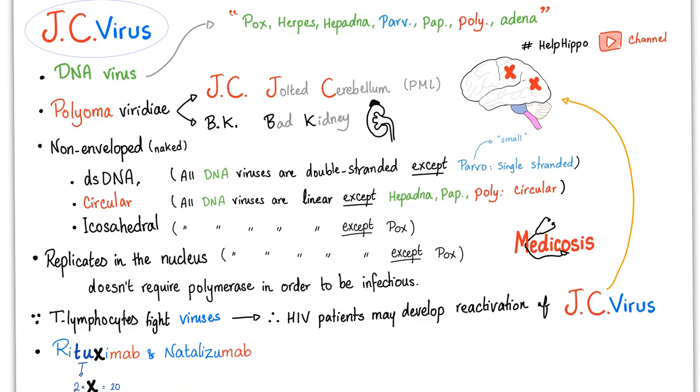JC virus is a DNA virus. What are the DNA viruses? In a crazy song, it's called Pox, Herpes, Hepadna, Parvo, Pap, Polyoma, Adeno. This song, these are the DNA viruses.